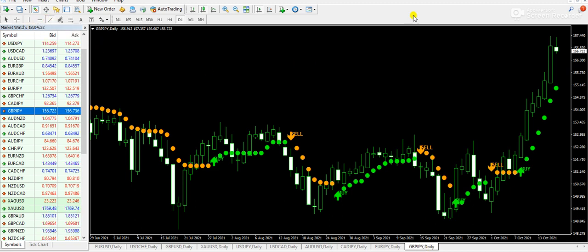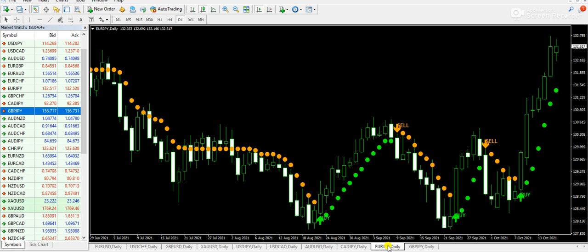And even if you have a look at GBP JPY, then guys, a very big long ride, because this is the daily chart, this is not the 5-minute chart, this is not the 15-minute chart. So guys, this is the quality filled with a bundle of profits.